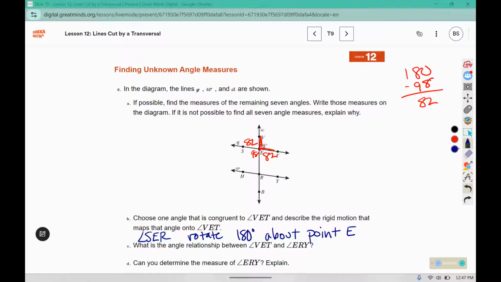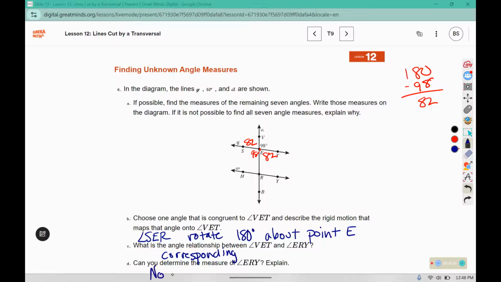What is the angle relationship between VET and ERY, which is this angle down here. So these two angles are both to the right side of the transversal and on top of the lines, which makes them corresponding. But corresponding angles are only equal in measure when we know for certain that those lines are parallel. Can you determine the measure of angle ERY?